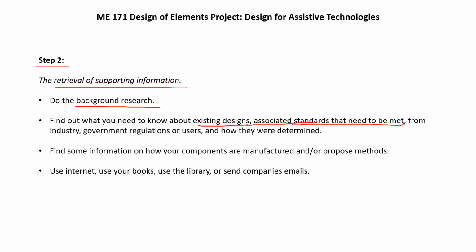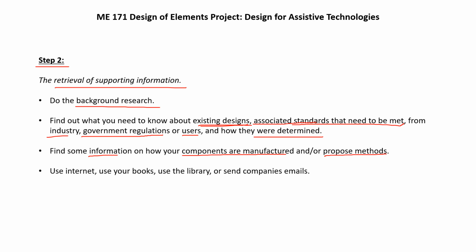Now, these might come from the industry, they might come from government regulations, or from the users or the company that produces them. They may have their own internal standards that need to be followed. And how we determine where to go to look for those and how to interpret those becomes important. Now, also within this second step, you're going to be looking for information as you're doing your research on how your components are manufactured and the proposed methods for that manufacturing.